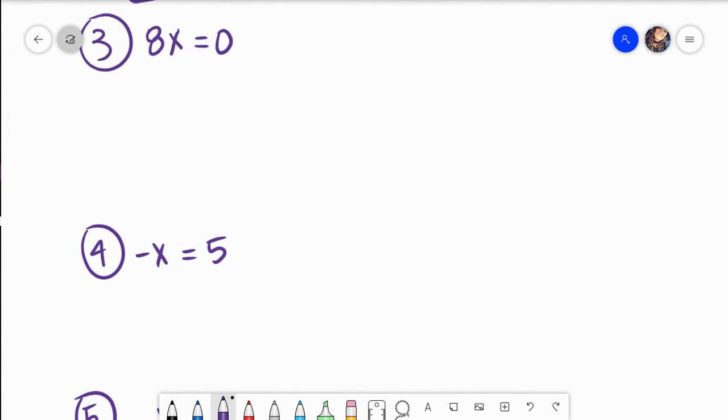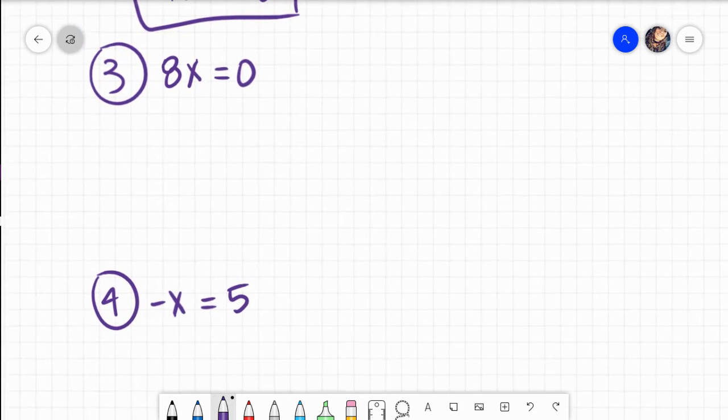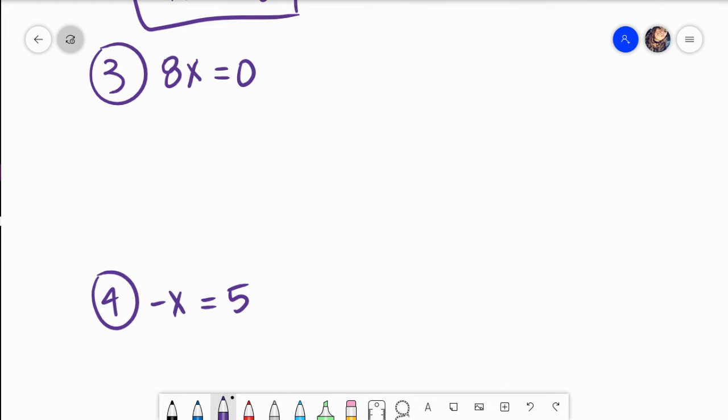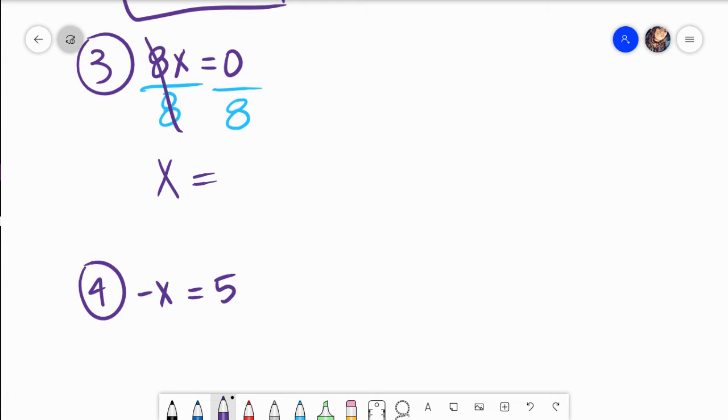Okay, y'all, problem 3. What I have is 8x equals 0. I need to solve for my x. I do the opposite of multiplication, which is division. What you do to one side, you do to the other. Left-hand side cancels, my x is canceled, y'all. So my left-hand side cancels, and I just get x, my equal sign, and 0 divided by anything will always equal 0.